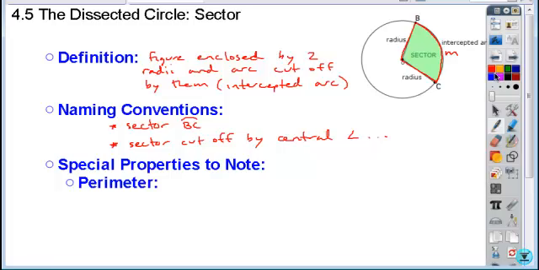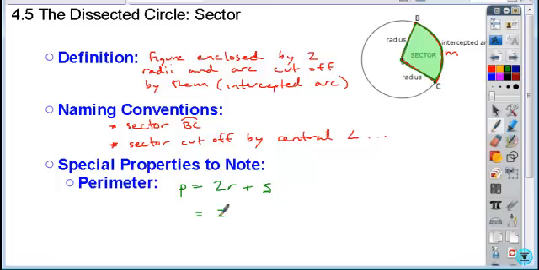The only special property that we're going to be dealing with involving a sector, as far as this section is concerned, is its perimeter. The perimeter is the sum of these two radii, so 2r, plus this arc length, the portion of the circle from B to C, lowercase s. And we can accomplish this in two different ways, either in terms of radius or in terms of a diameter.